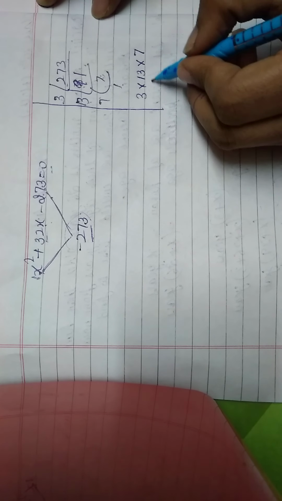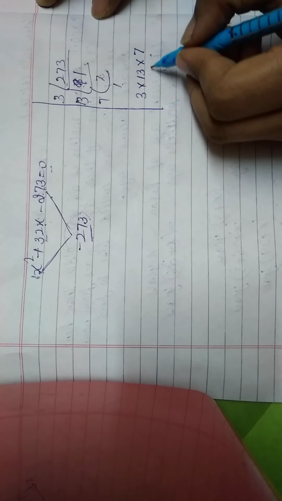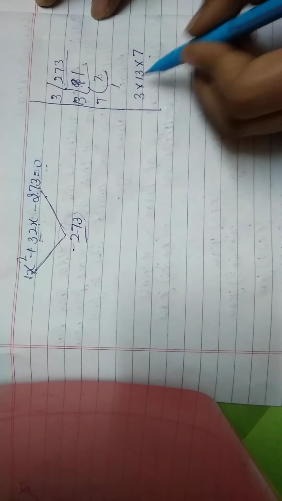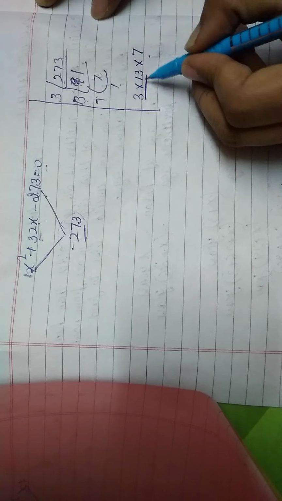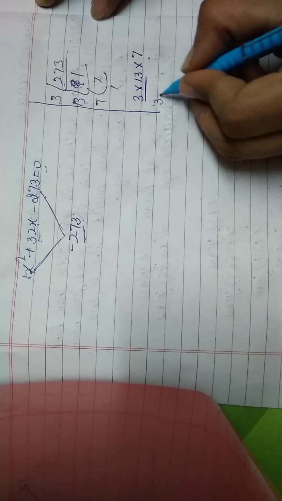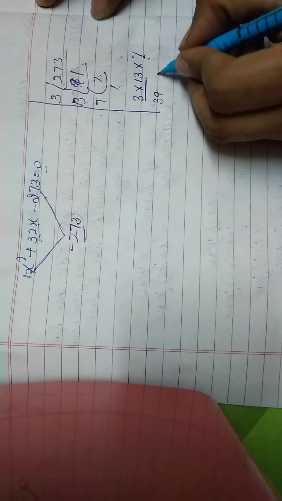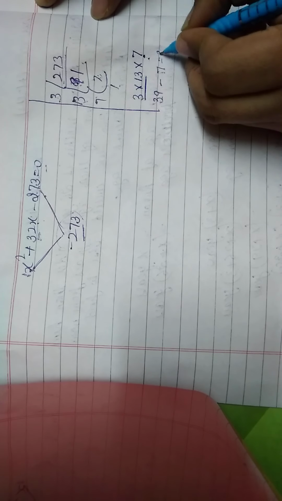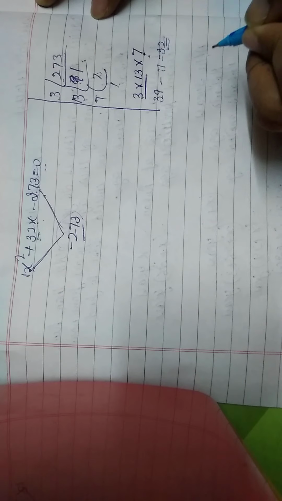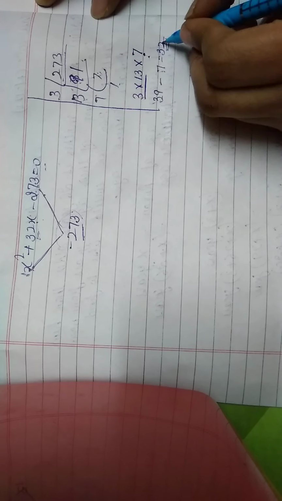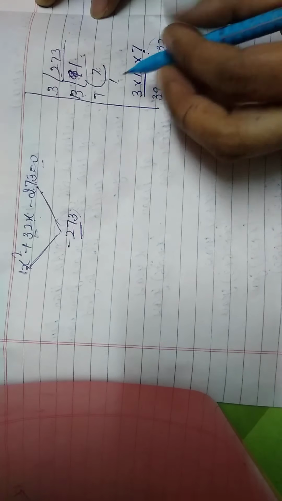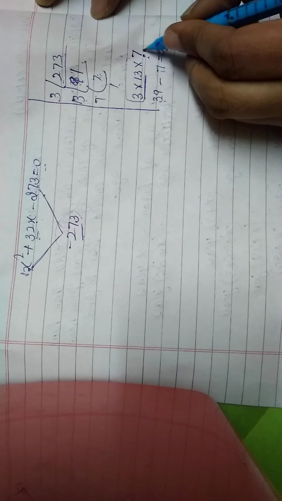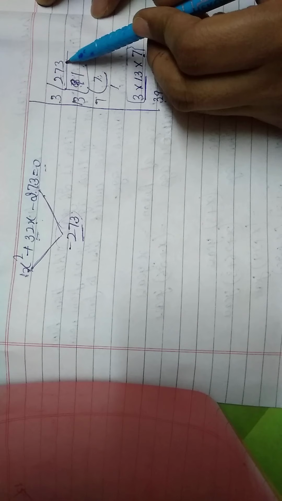Arrange these factors in such a way that we get two numbers whose difference is 32. If we multiply 13 into 3, that is 39. The second number is 7. If we subtract these numbers, 39 minus 7, our answer is 32. The first condition is fulfilled. And the second condition is that their product is 273. So 39 times 7, when we multiply these numbers, our answer is 273.